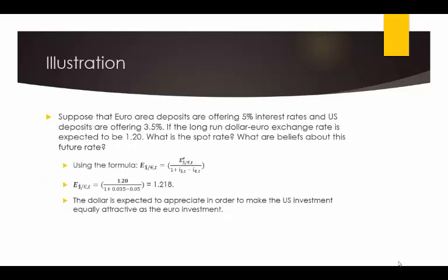So if we have information on the nominal interest rates in both countries and an expected future dollar-euro rate, then plugging these into the formula gives us the current or spot exchange rate, as this illustration shows. In this illustration, because the nominal interest rate in the euro area is higher than that in the US, the dollar is expected to appreciate as the exchange rate is expected to fall from 1.218 to 1.20. This ensures that both investment alternatives are equally attractive.